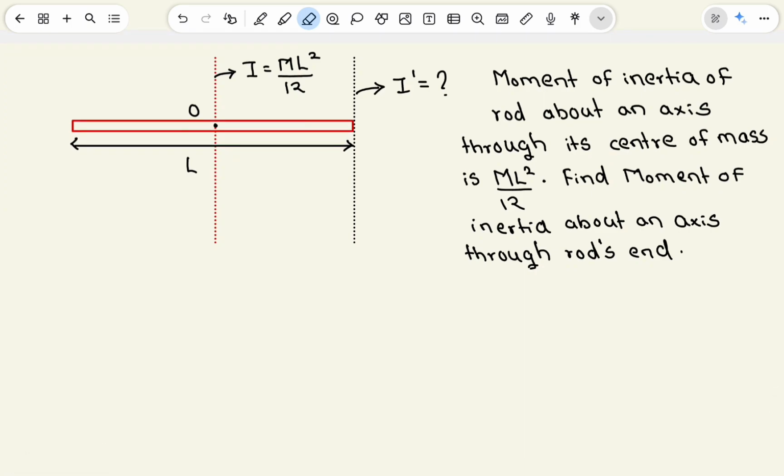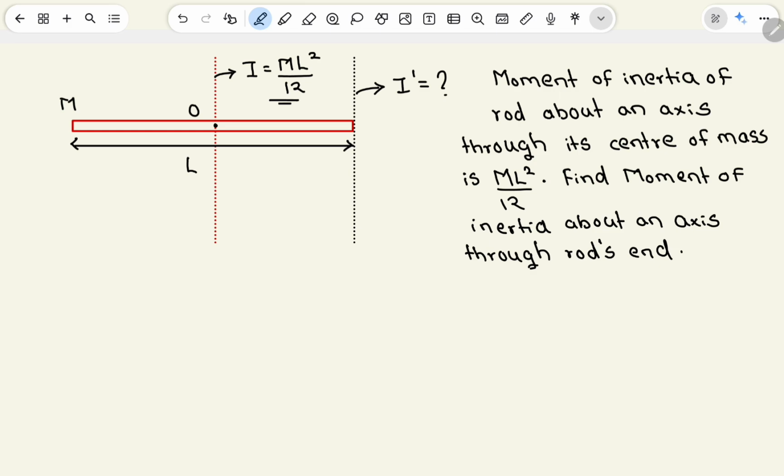So we have been given a rod and the length of the rod is L and its mass is M. And we have been told that there is an axis, the dotted red axis. It passes through the center of mass of the rod. And the moment of inertia of the rod about this axis is ML square by 12 as shown in the figure.